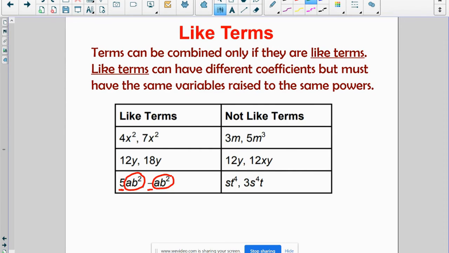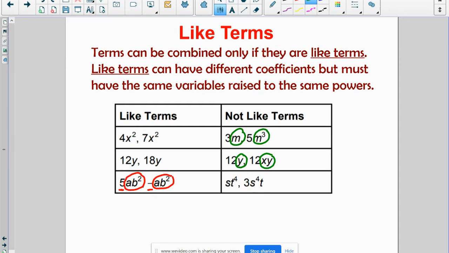If we look at the not like term side and compare the variables and the exponents and talk about why are these not like terms? Well, the first one has m to the first power, and the second term has m to the third power. They're not raised to the same power, therefore they're not like terms. In the second row, we have the variable y in the first term, and we have xy in the second term. Those are obviously not the same. One of them includes an x, the other doesn't.